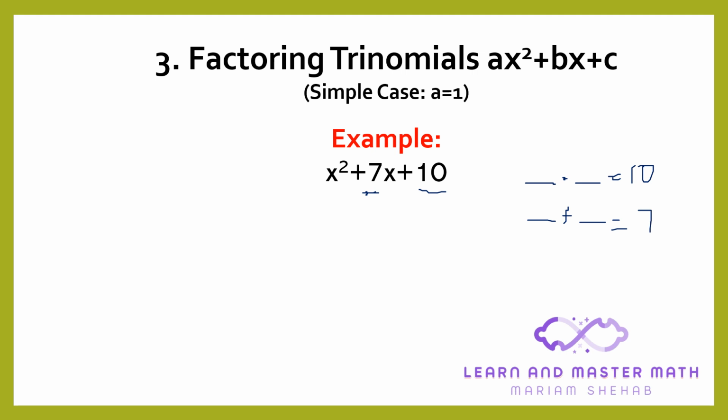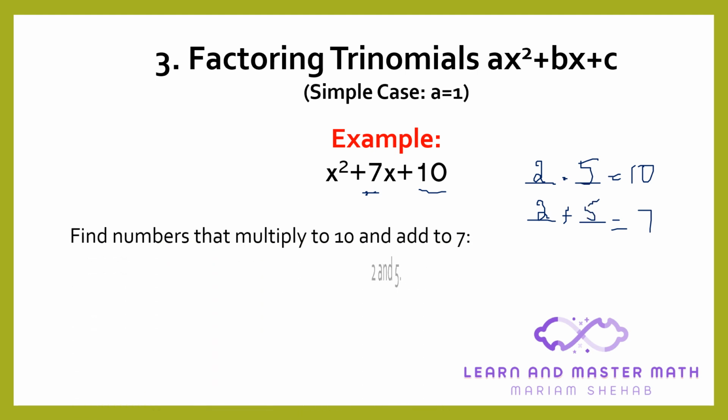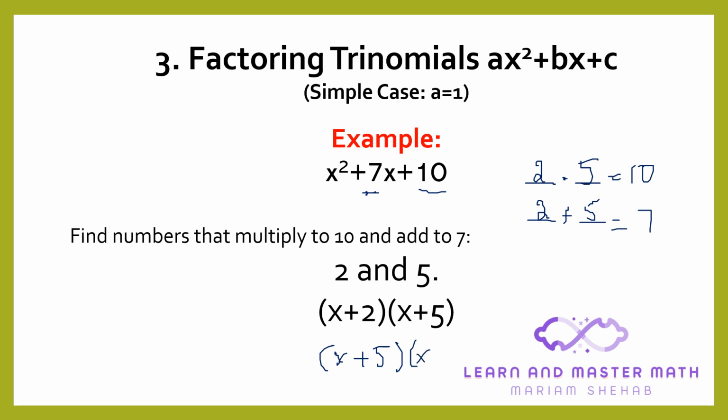Excellent. It's 2 and 5. 2 times 5 is 10, and 2 plus 5 is 7. Now we write our factors as x plus 2 times x plus 5. Well, because multiplication is commutative, it's okay to write x plus 5 first and then x plus 2.